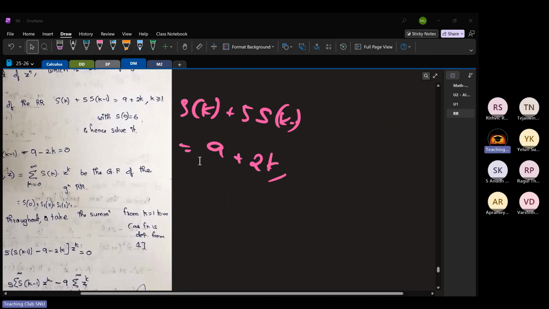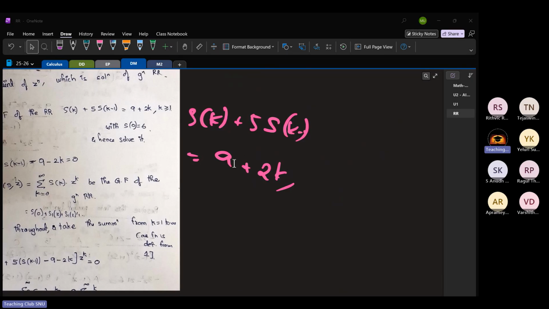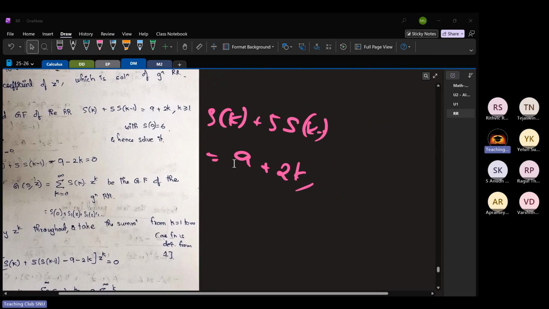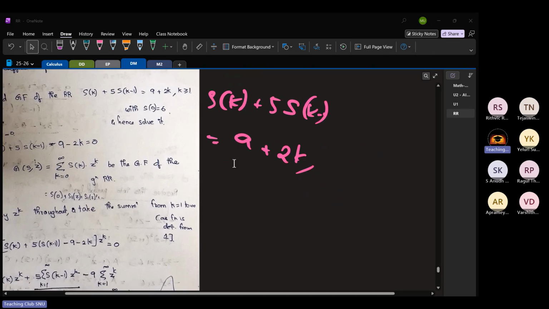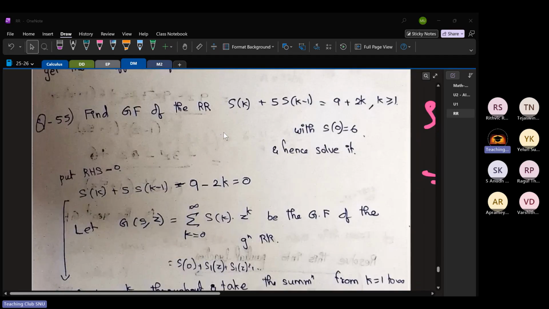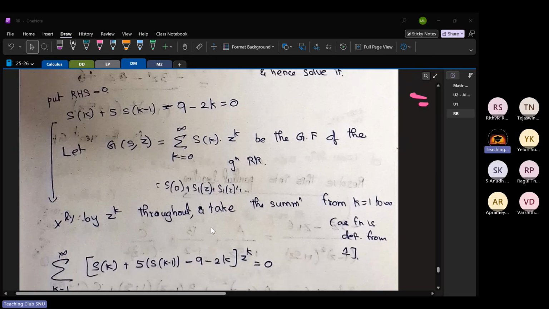So the first step is to make that guy in terms of our sequence called g of s comma z. How do I do that? I have something called s of k. That will define s for me. But I don't have anything that will define z for me. So what I'll do is, I first put everything into the general form of a recurrence relation and multiply everything by z power k. My sequence is s of k plus 5 s of k minus 1 is equal to 9 plus 2k. I've taken that to the left hand side, so it is minus 9 minus 2k is equal to 0.